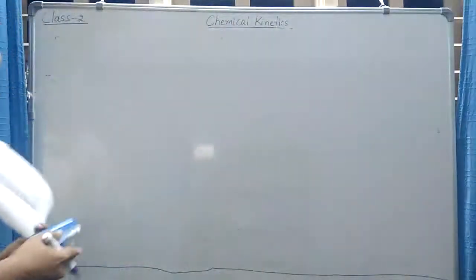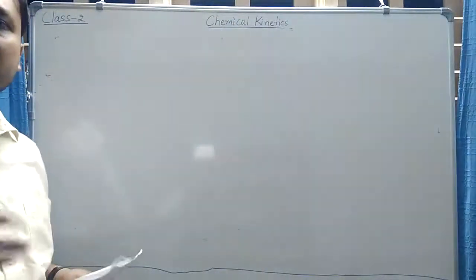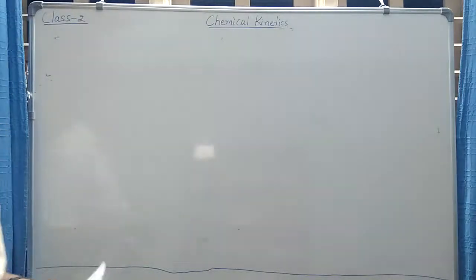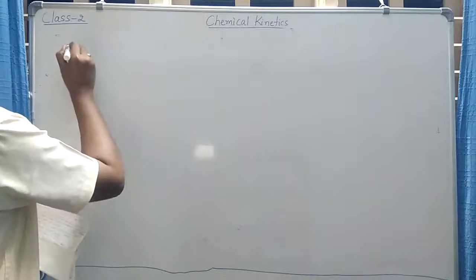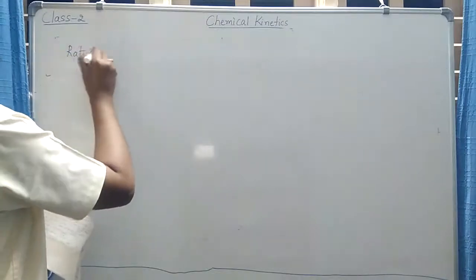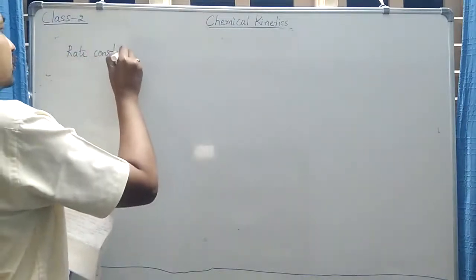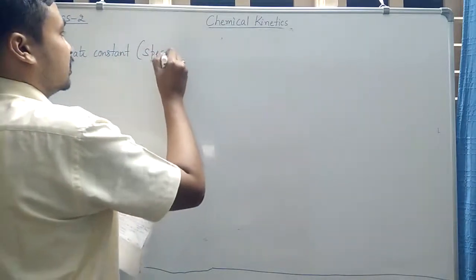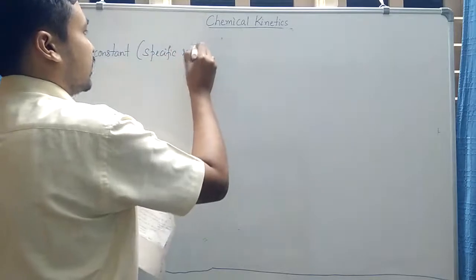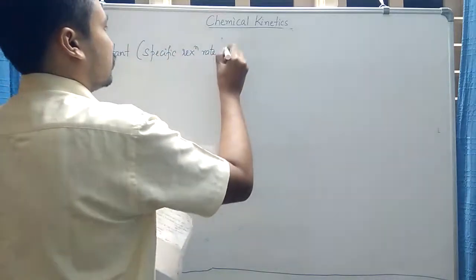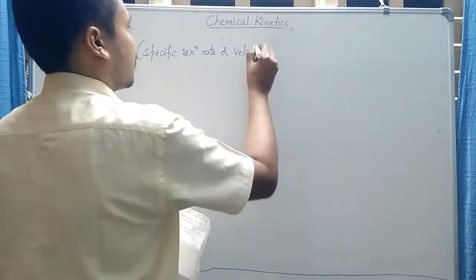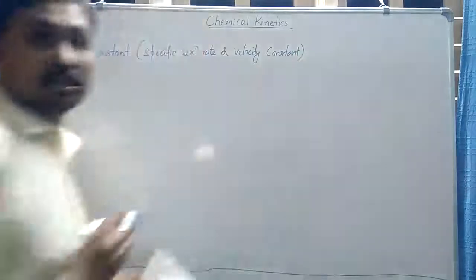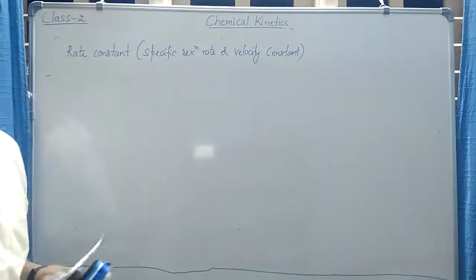These quantities we will be discussing and hearing about more often in our coming classes also. So first let us define what is the rate constant of a reaction. It is also called the specific reaction rate, or the velocity constant. Okay, specific reaction rate or velocity constant.